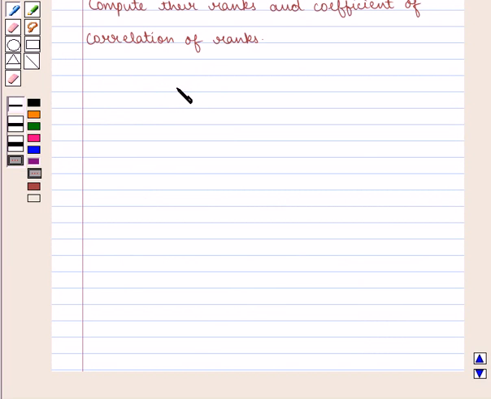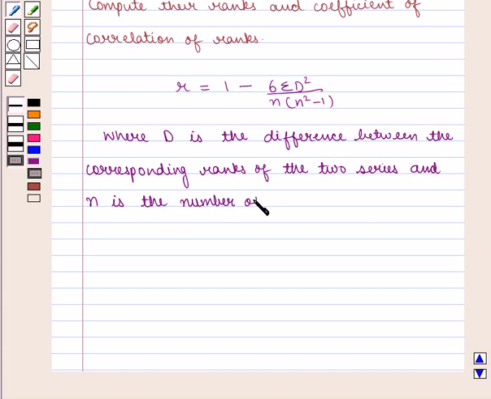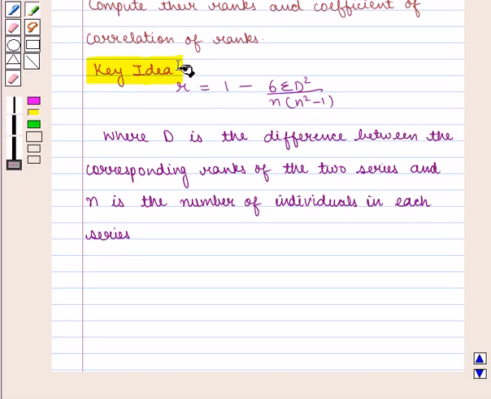We know that rank correlation coefficient R is given by 1 minus 6 into summation d square upon n into n square minus 1, where d is the difference between the corresponding ranks of the two series, and n is the number of individuals in each series. With this key idea, let us proceed with the solution.